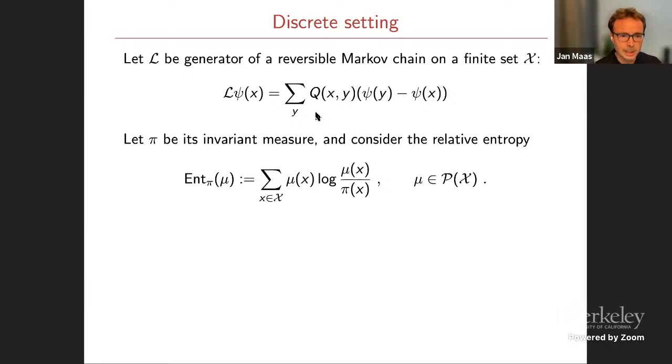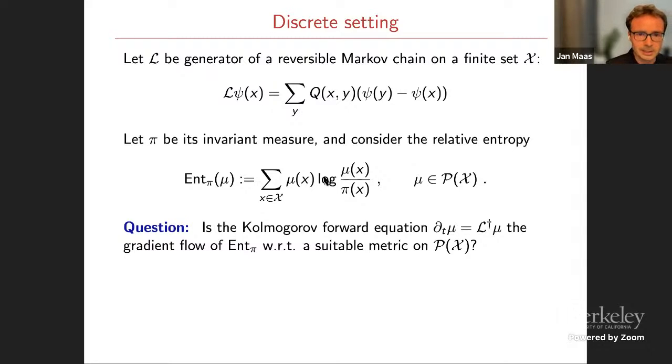Okay, so by standard Markov chain theory, if I take an irreducible Markov chain, or in other words, if the associated graph is connected, there exists a unique invariant probability distribution. Let's call this pi. And of course, there's a natural entropy in this context, which is just the relative entropy of a measure mu with respect to pi. Just the same as we saw before, but now there's no integral, there's just a sum.